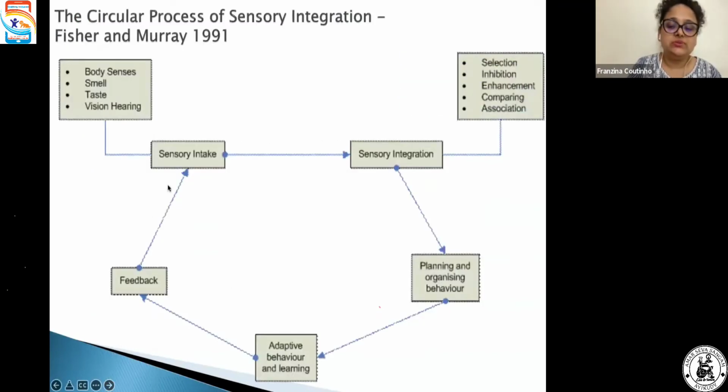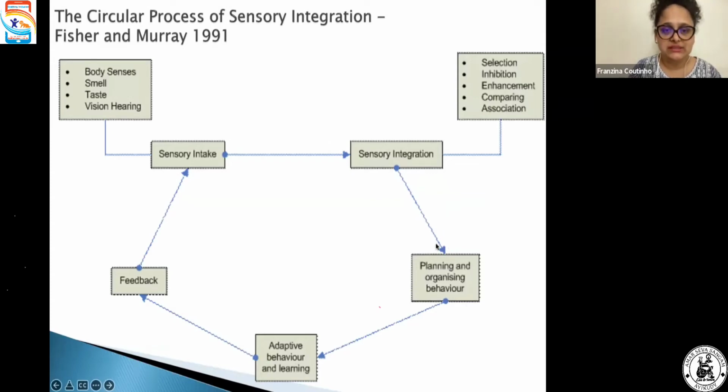So this was her model. You had all the sensory systems here, right? There was intake by an organ, there was integration in the brain. The brain then selected, inhibited, enhanced, compared, and associated the sensory feeling that it was getting. We then planned and organized the behavior based on what was required.